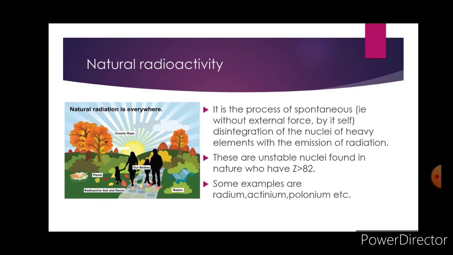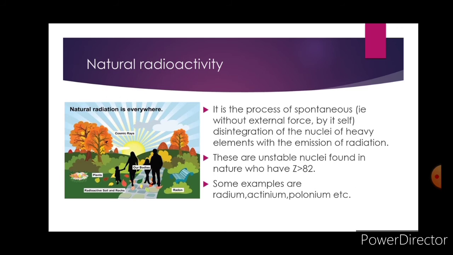Now, the classification of radioactivity into natural and artificial radioactivity. First one, natural radioactivity. As you already know, from the term itself, we can understand what natural radioactivity is: the radiation that exists in nature. Natural radiation is everywhere and it cannot be avoided. It is actually defined as the process of spontaneous disintegration of the nucleus of heavy elements with the emission of radiation.